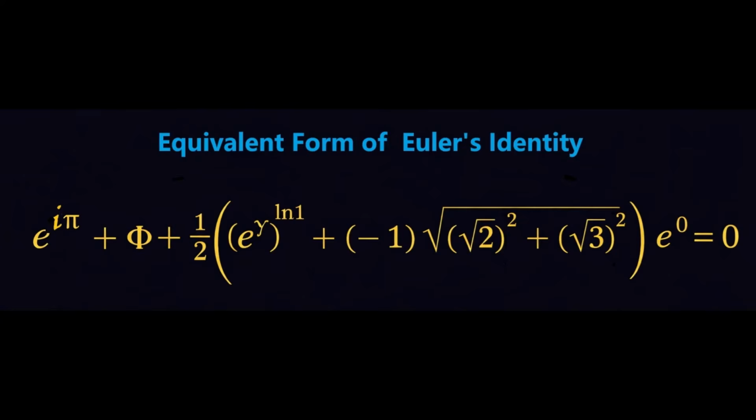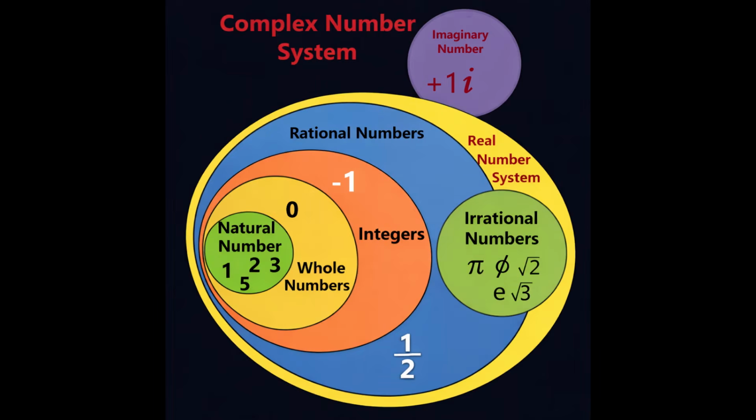When you look at them together, something profound happens. This equivalent form of Euler's identity doesn't just connect numbers, it unifies constants from geometry, algebra, calculus, number theory, and complex analysis. That's why Euler's identity isn't just beautiful. It's complete. To make sure our equivalent form of Euler's identity can capture the entire development of the complex number system, we intentionally include two key numbers, the fraction 1/2, and the negative number -1.